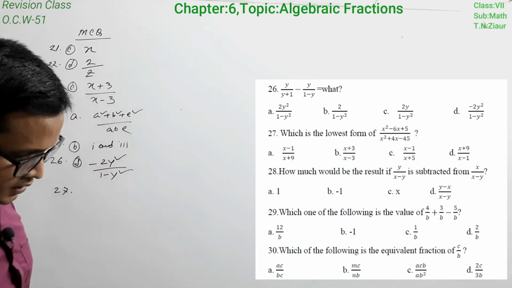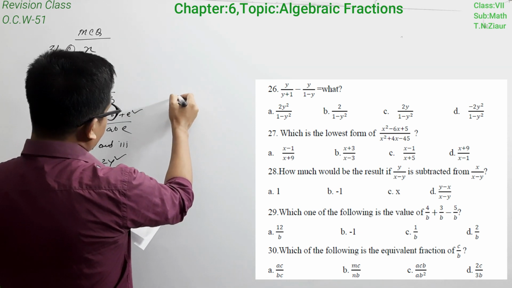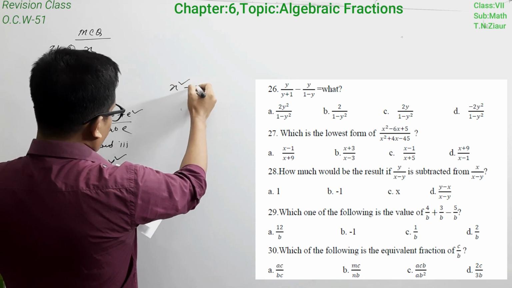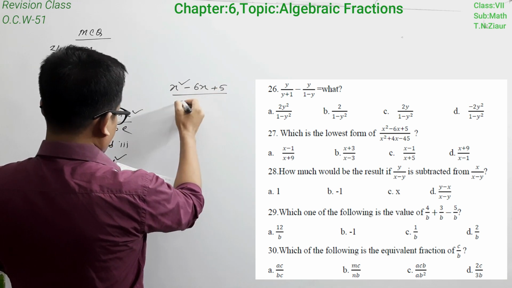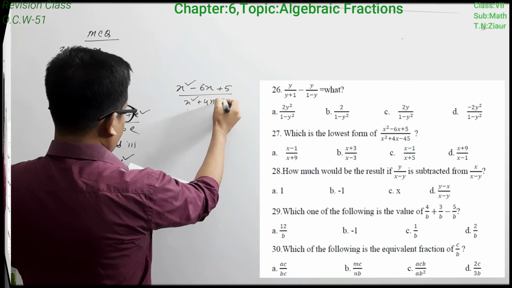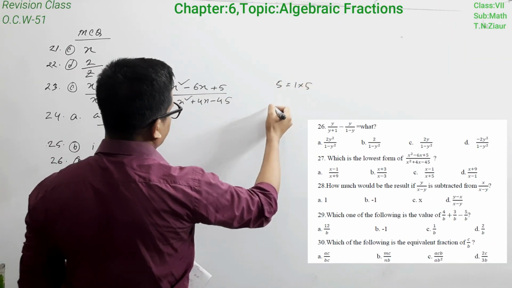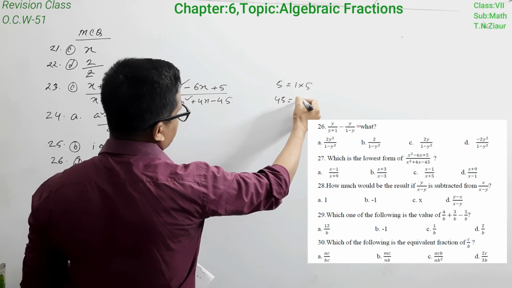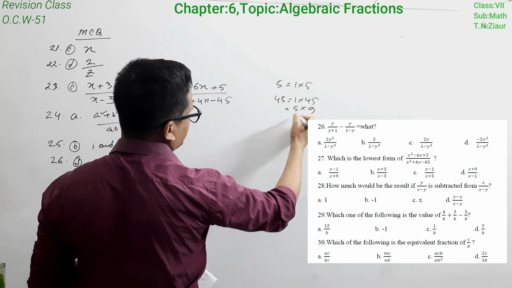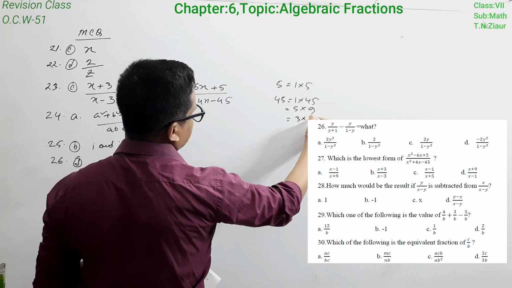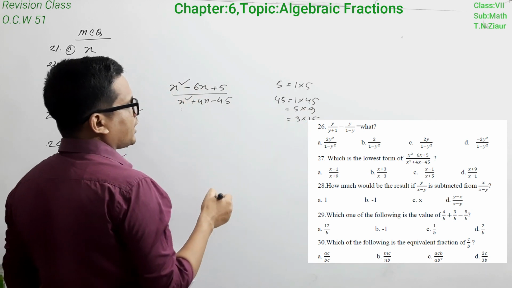27 number we can get here. Which is the lowest form? So we just have to find the factor, right? 6x plus 5, right? Now x square plus 4x minus 45. Students, this 45, if you find the factors: 1 into 45, then 5 nines are 45, then 3 fifteens are 45. Okay, in this way we can break up 45, you can find the factors.